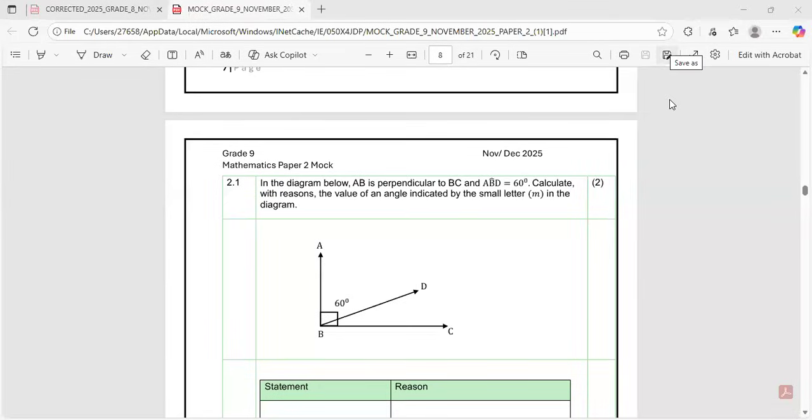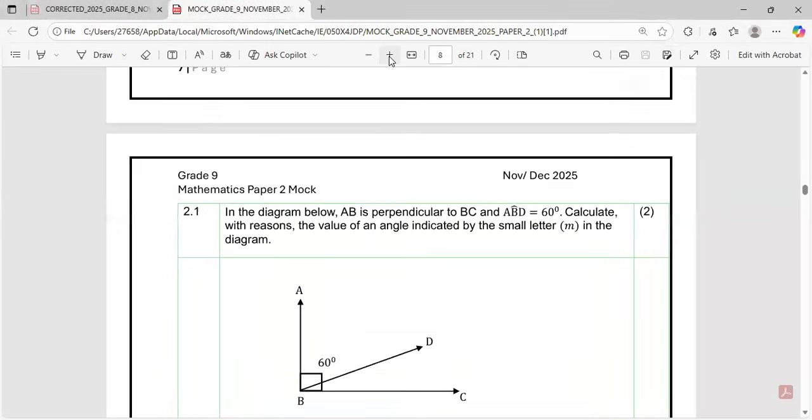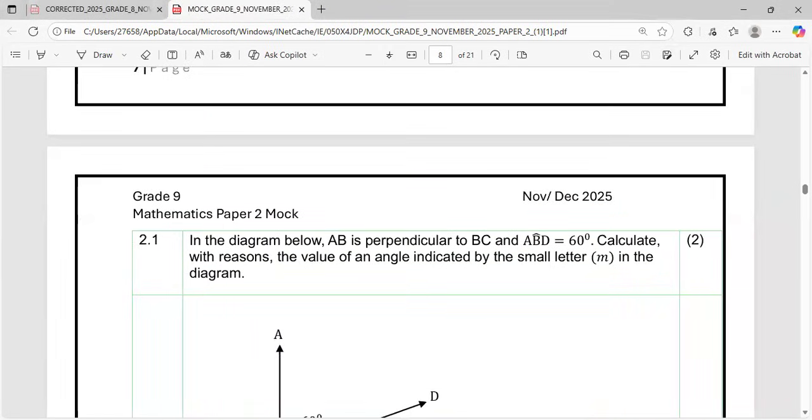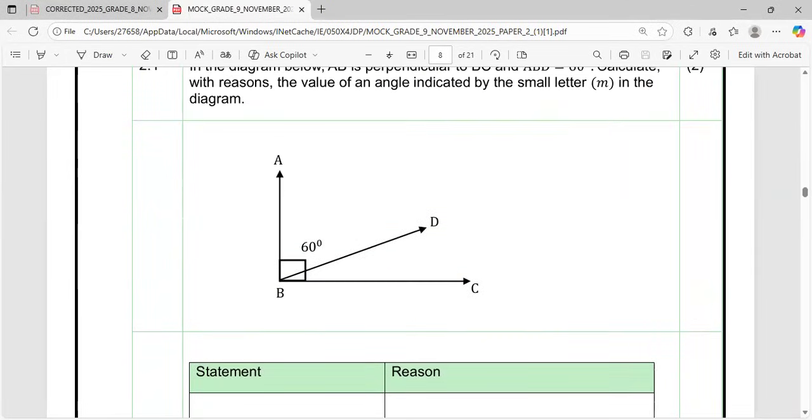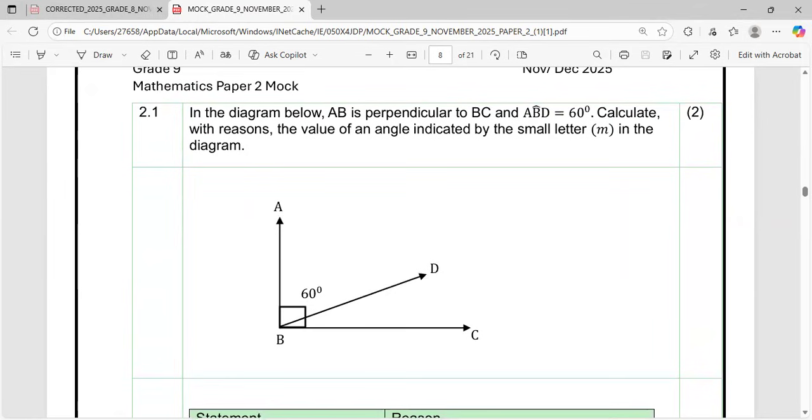So the first one here, they're saying to us, let me just zoom it so that we can all see. I hope it's more clear now, right? Yes, sir. So they're saying here on this question, in the diagram below, AB is perpendicular.